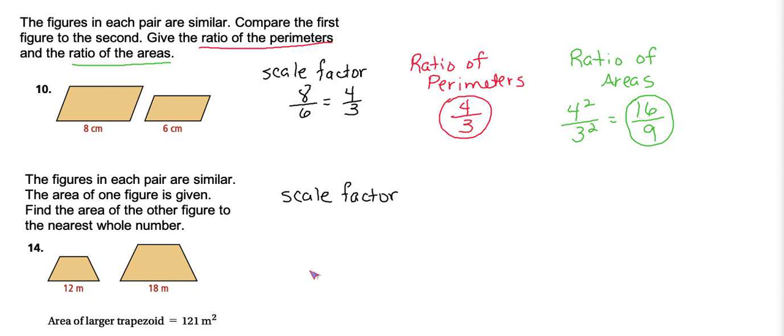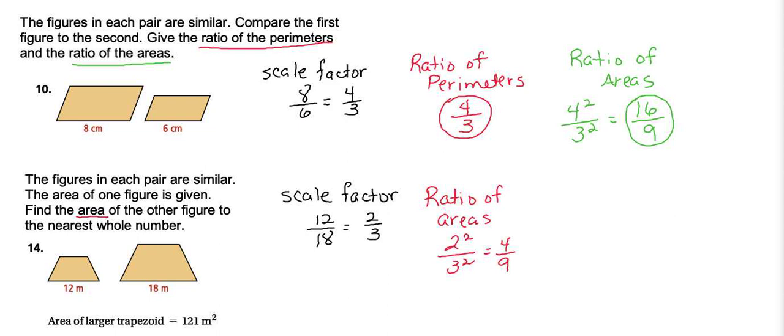The scale factor is 12 to 18, common factor of 6, so that's going to reduce to 2 to 3. That's our scale factor. But you know, this problem is about area. We want to find area. So we need to know the ratio of the areas. Okay, so the ratio of the areas would be 2 squared to 3 squared, which is 4 to 9.